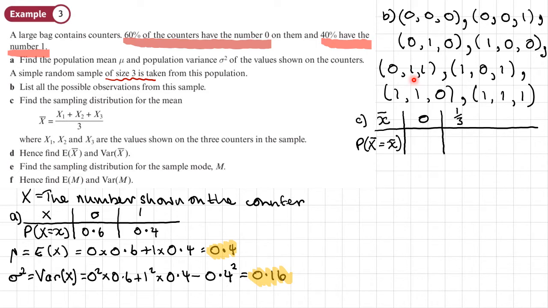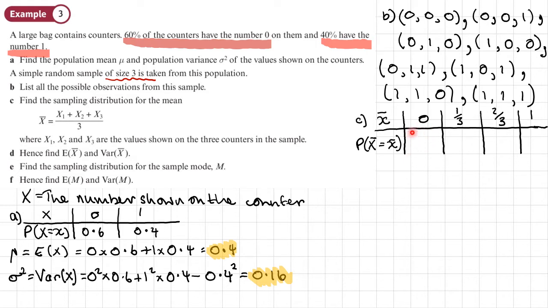If 2 of the counters have 1 on them, so these 3 cases here, that will give us a mean of 2/3. And then the other option is that all 3 of the counters have a 1 on there, and that gives a mean of 1. So they're the different possible values we can have for the mean. We're now going to work out the probability of getting these different means. Okay, let's work these out then.